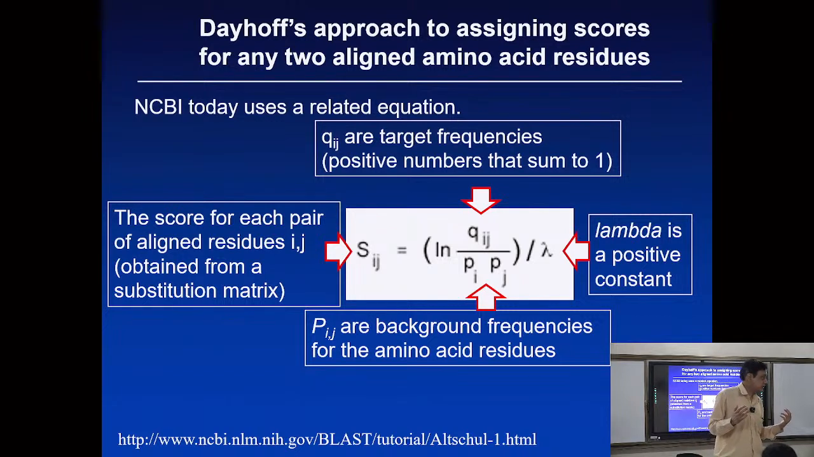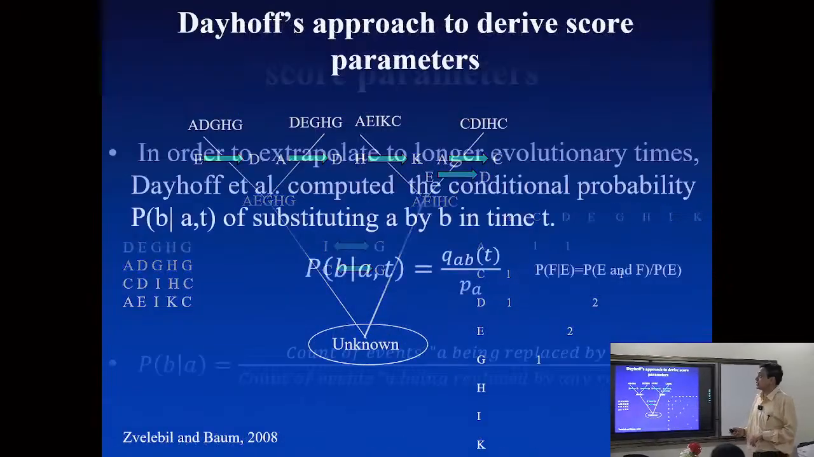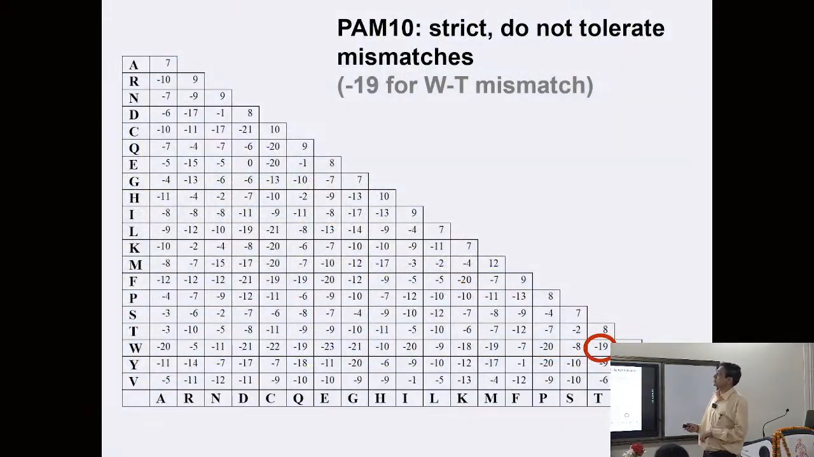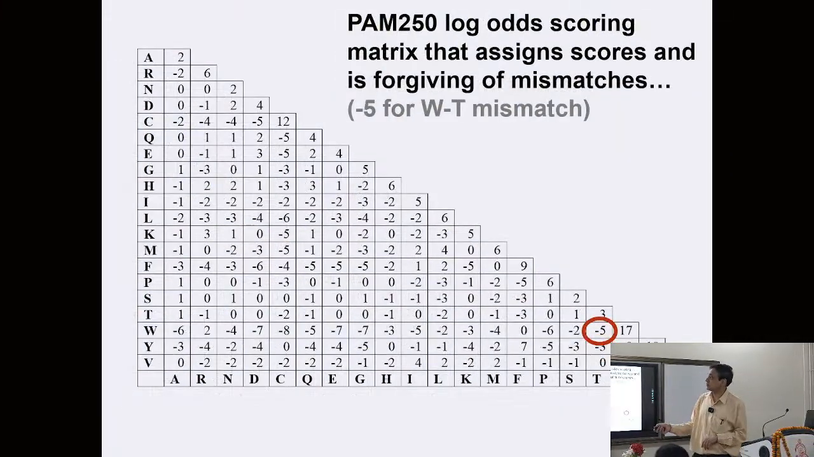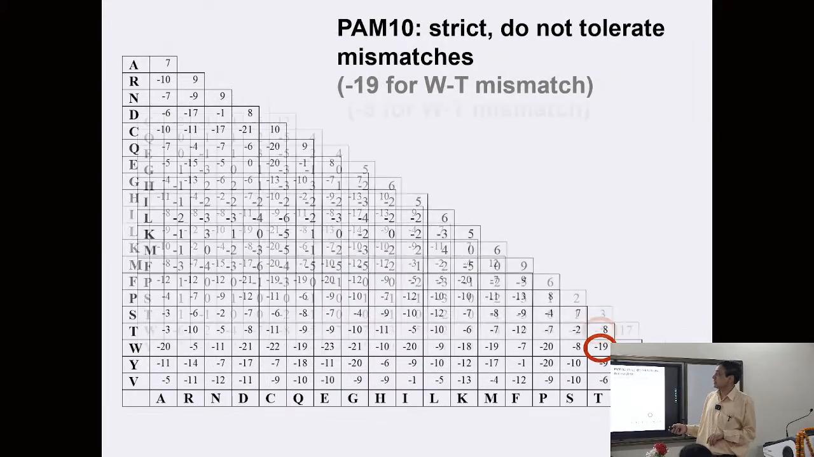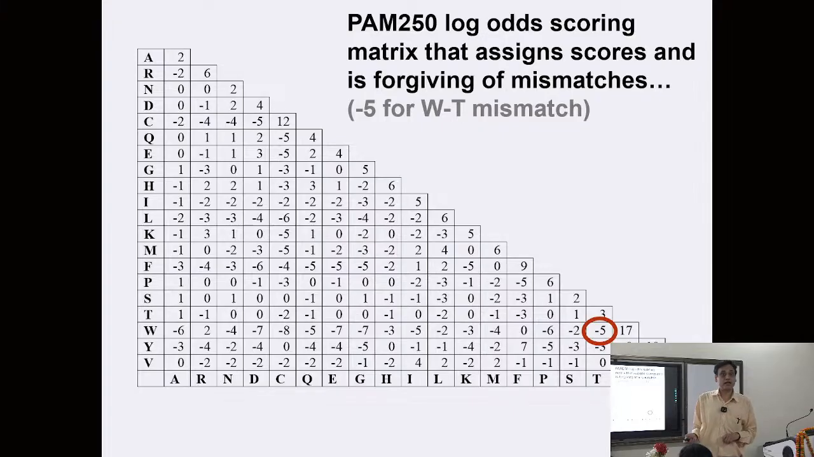PAM250 will represent sequences that are highly divergent, and the mismatches would not be so strongly negative in score. Okay, so if you look at the PAM250, this is PAM10. Okay, this is PAM250. So you can see that compared to PAM10, the mismatches do not have such strongly negative scores.